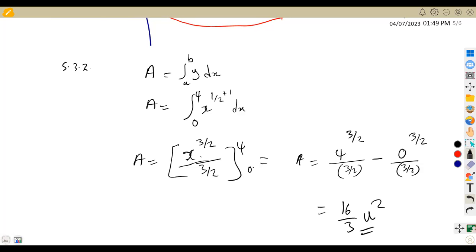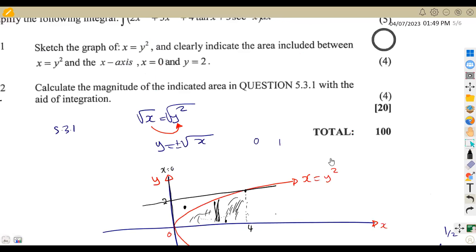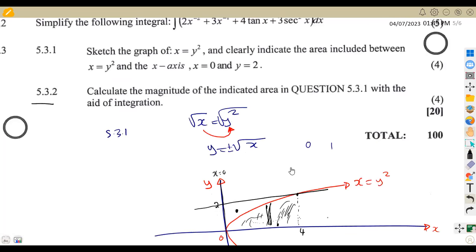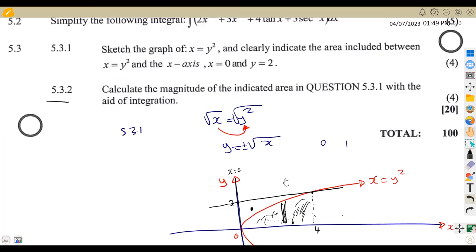So area is actually measured in square units. All right, so depending with the region that you're talking about or the region that you're given. So that was what you're going to have 4 marks for, calculating the area that is bounded by that interval or region that you're given.